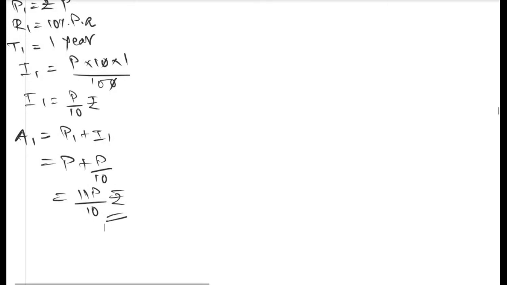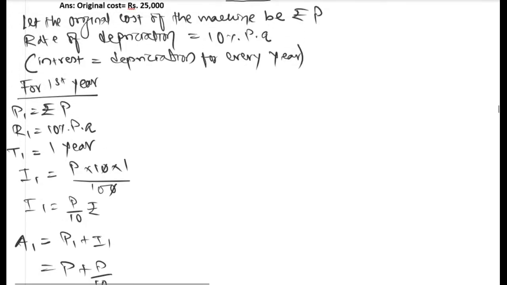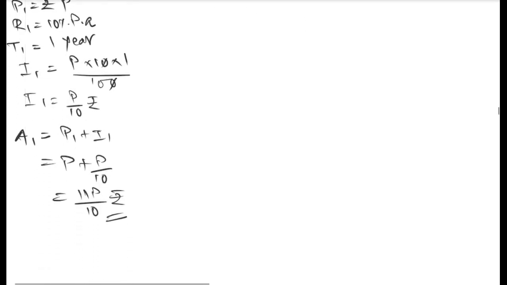I have made a serious mistake. I just lost track of the question somehow. Here, the interest will not be added to the principal. The interest will be subtracted from the principal. Why? Because depreciation means to decrease. The value of the machine is decreasing. Do you understand? The value of the machine is decreasing.